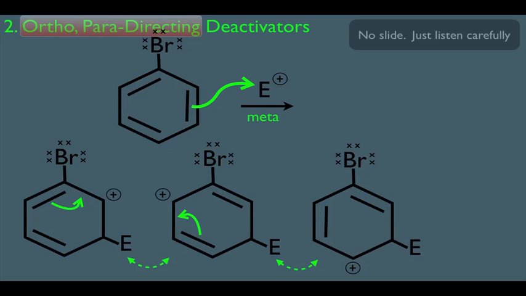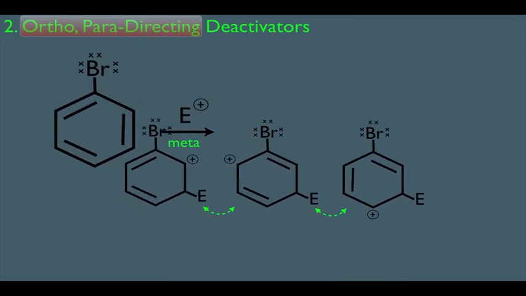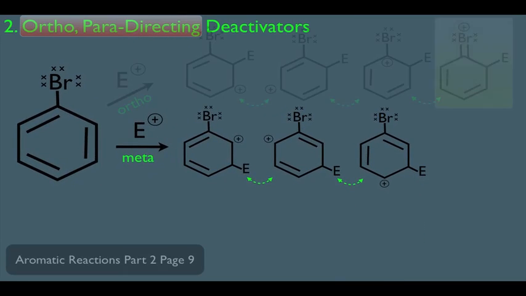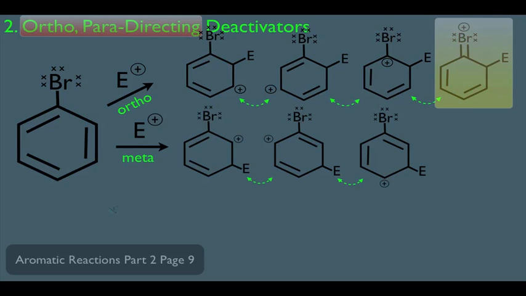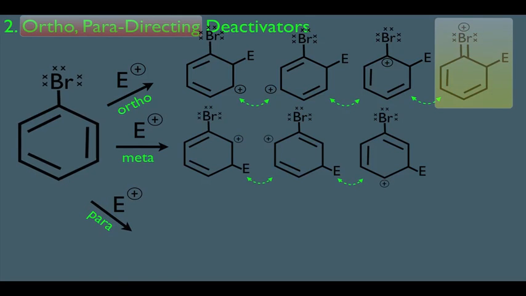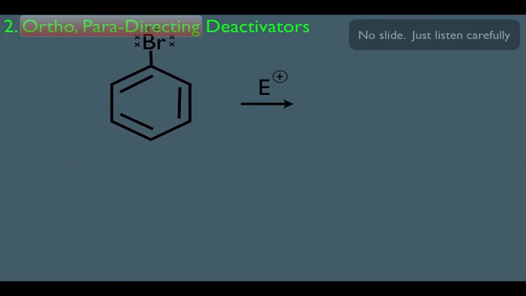Two things to notice at this point. Number one, we're only getting 3 resonance structures compared to the 4 that we got with ortho attack. And not only that, we're not landing on that relatively stable resonance structure. None of these structures have the positive charge on the carbon bearing the bromine. So that completes our analysis for meta attack. And again, placing it in the big picture here, we have ortho taken care of. Now we just have to do para. So let's do that here.